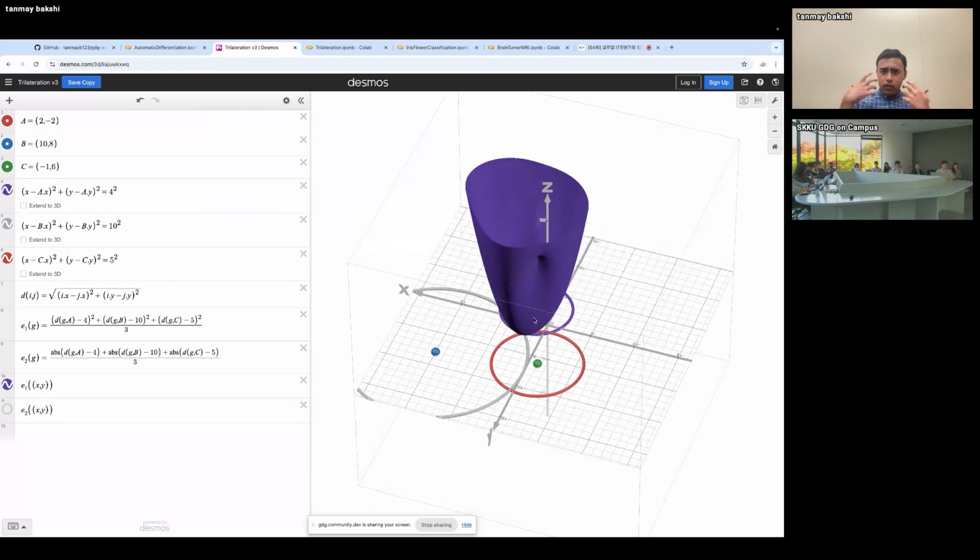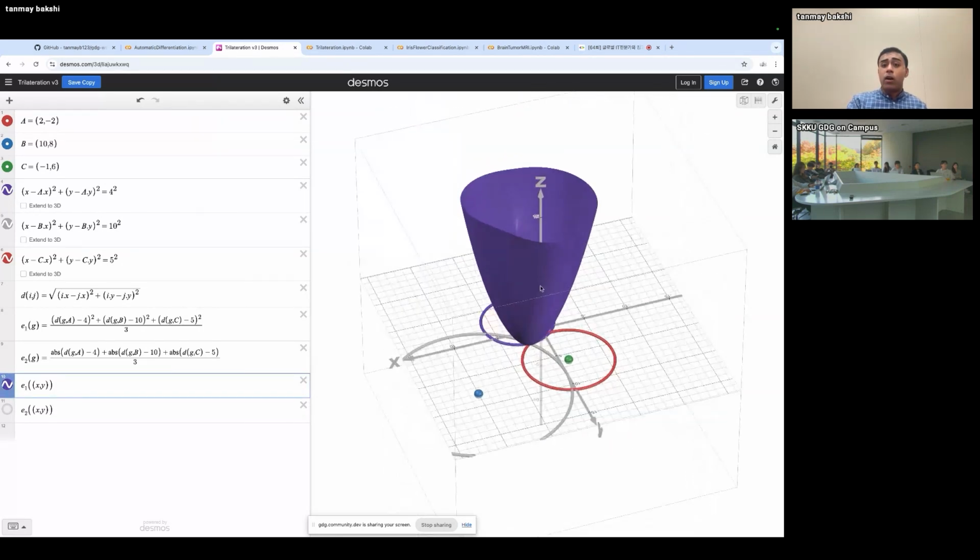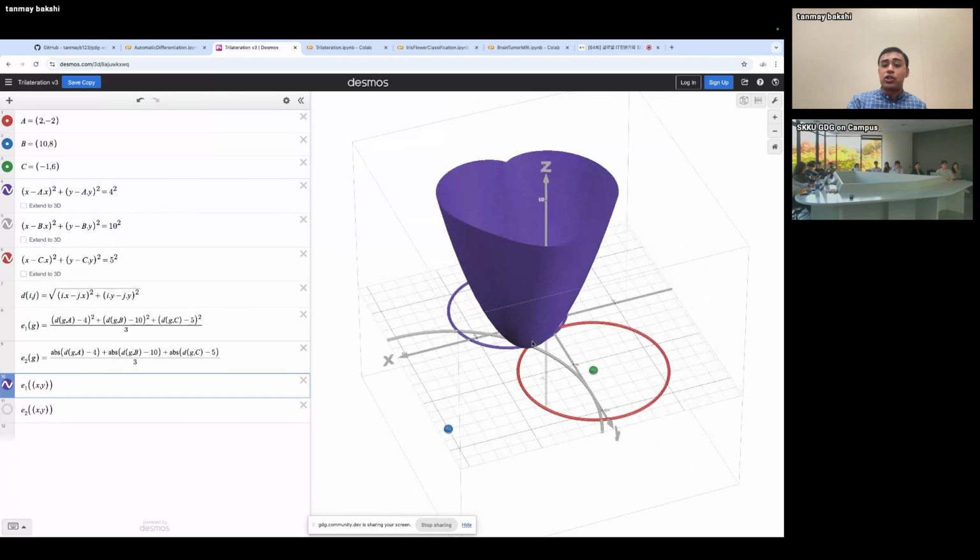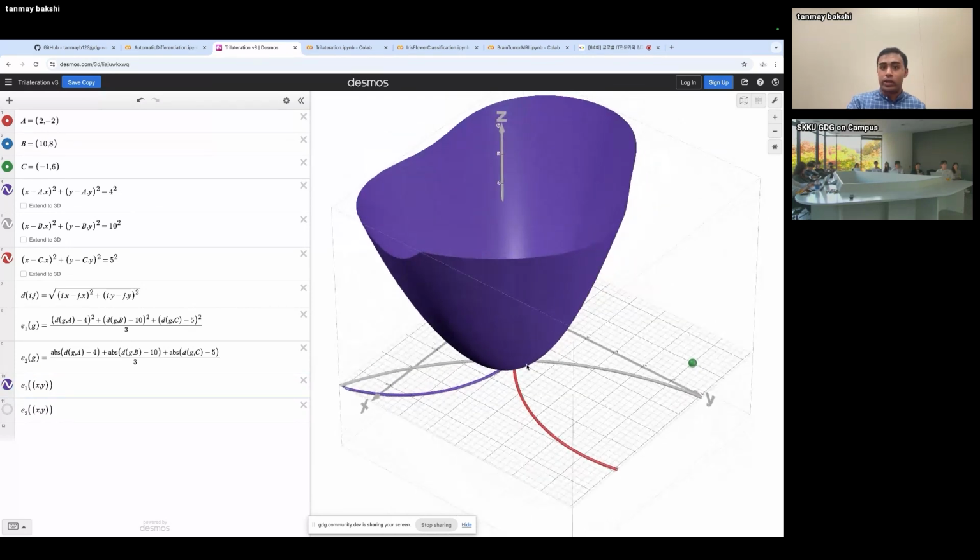And the goal of machine learning, and the goal that we have here, is to use this error function in order to figure out where we are by moving to where the error function is lowest, because that's where we are located.